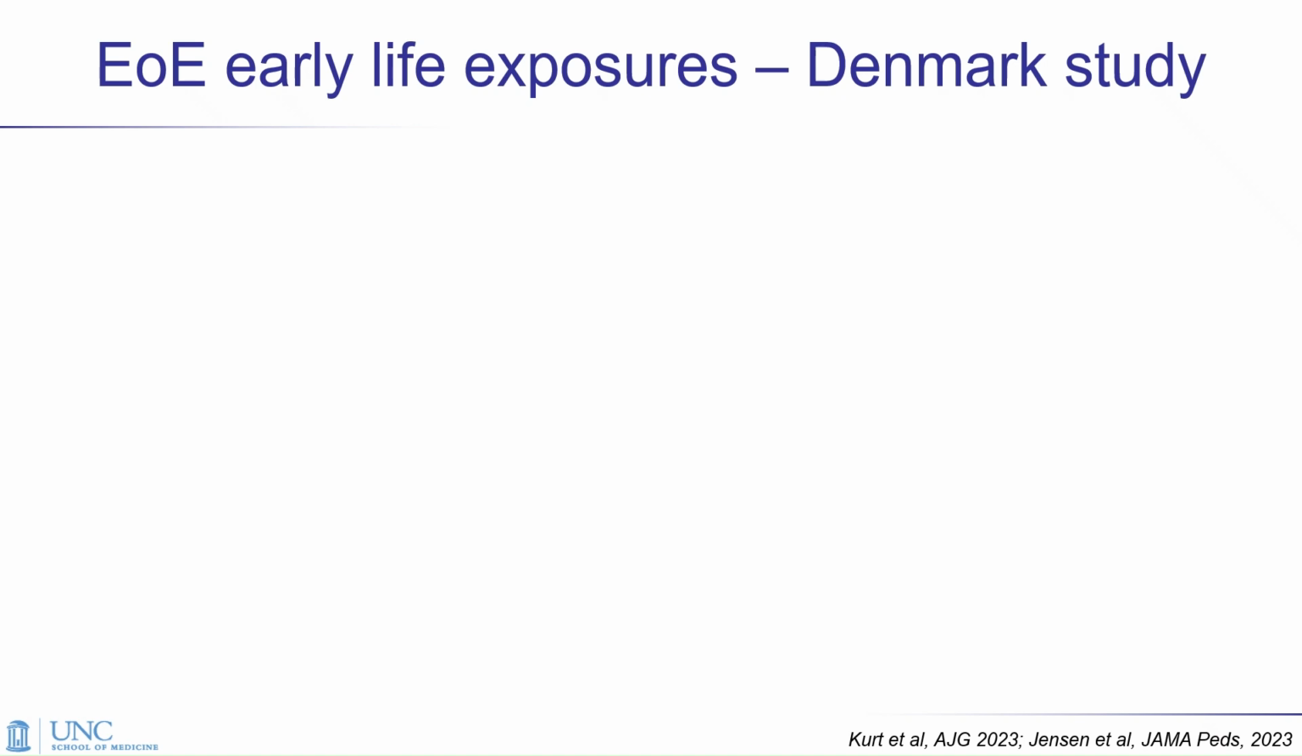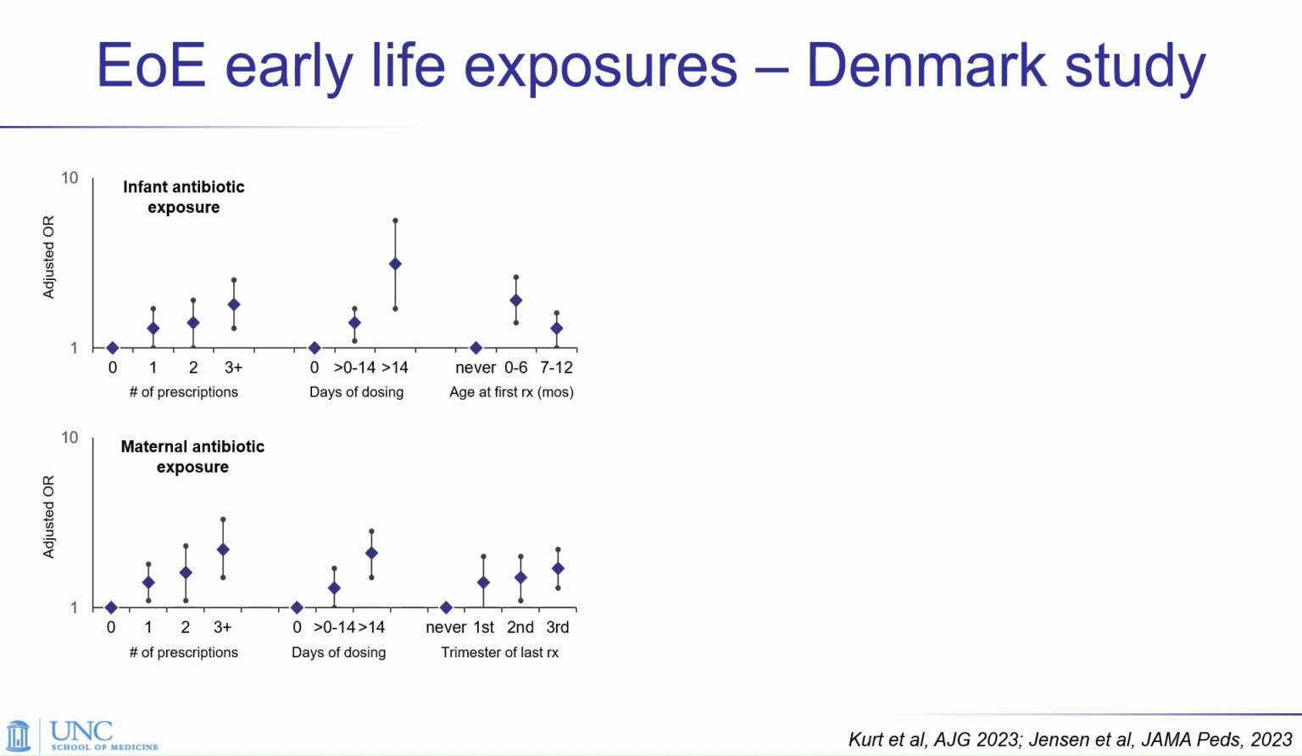we looked again in a study in Denmark where we could look at the whole population and find out what happened to children and then see if they developed EoE. And the first thing we looked at was antibiotic exposure. And so you can see here, if children got antibiotics within the first year of life, compared to getting no antibiotics, the more prescriptions they got, the more likely it was that they would ultimately be diagnosed with EoE in childhood. Same thing for the number of days. And there seemed to be a period maybe between 0 to 6 months of age where the exposure was more likely to lead to EoE.